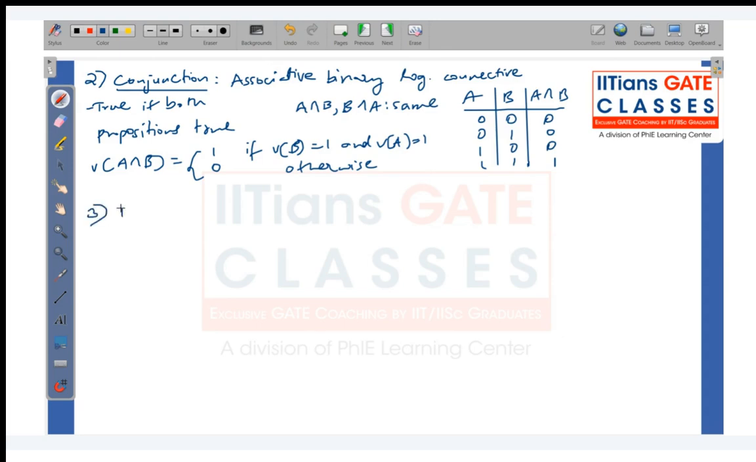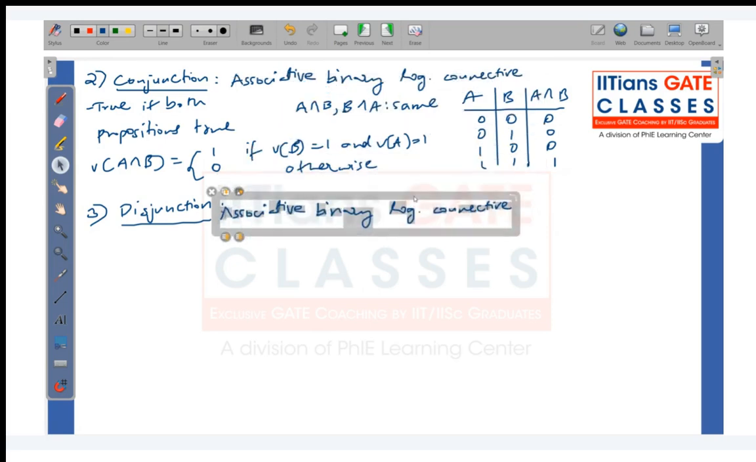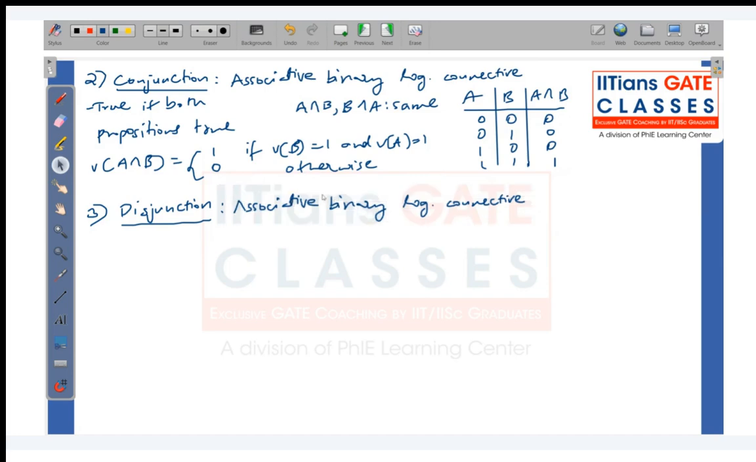On to the next one, disjunction. And the symbol I've already mentioned, it's fine. So this guy, that is also associative. So this is true if either of the propositions is true. Just one is enough.